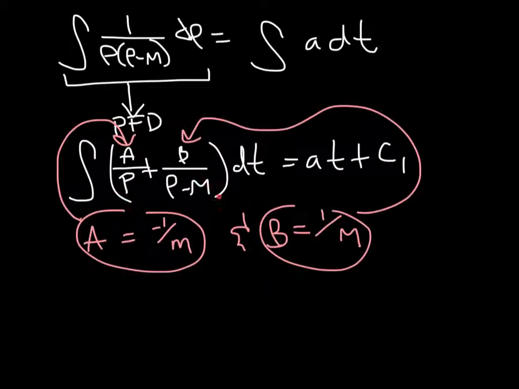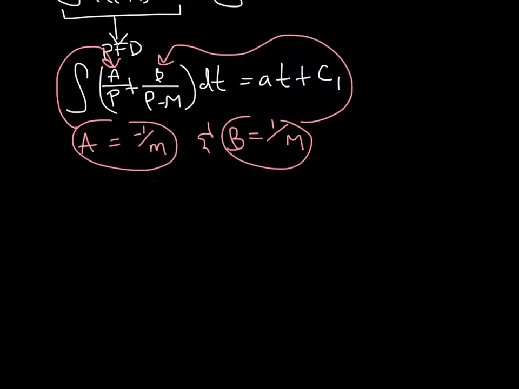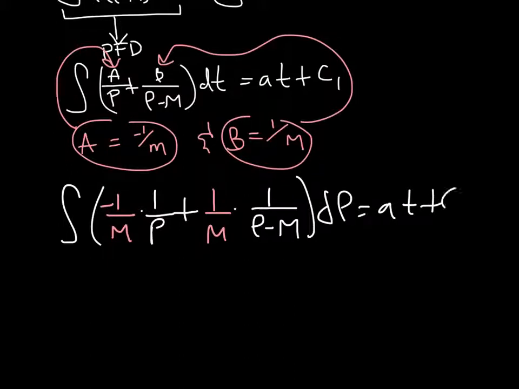So we know we want to rewrite it as follows. And then we did some work and we found our a and our b. So now I basically want to substitute my a and b. If I substitute my a and b, I obtain the following. On the left-hand side, I have the integral of, let's go ahead and do it in pink here, negative 1 over m, times 1 over p plus 1 over m. And then I have my other quantity here, and we'll just say dp equals at plus c1.